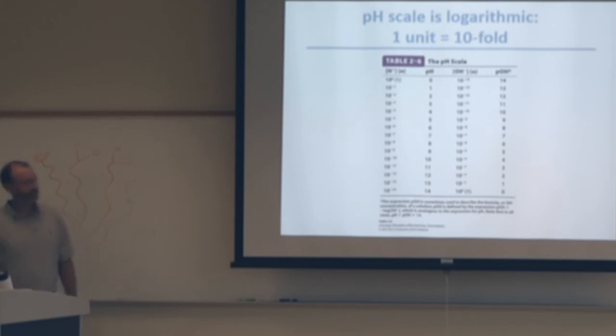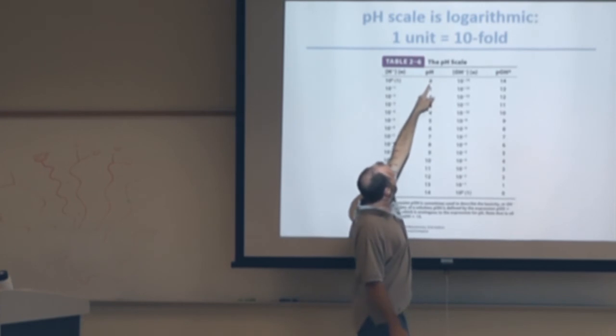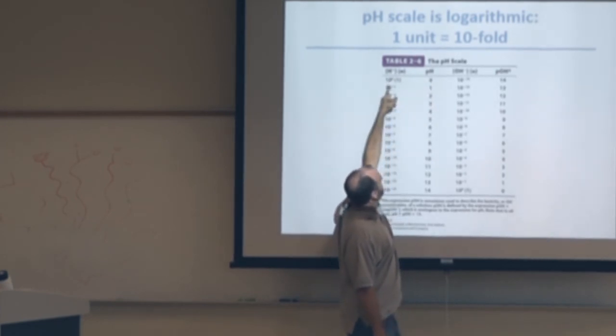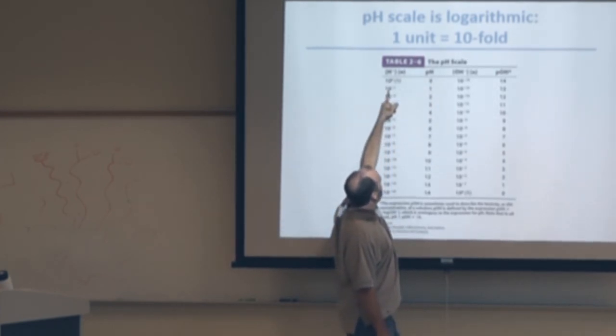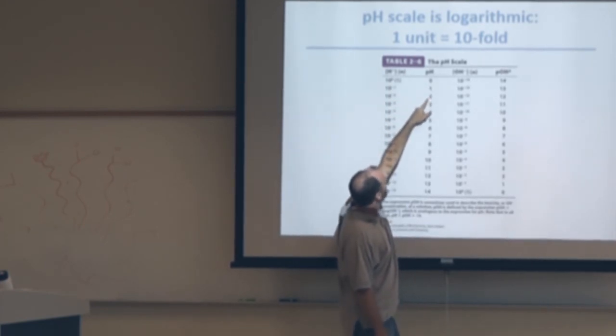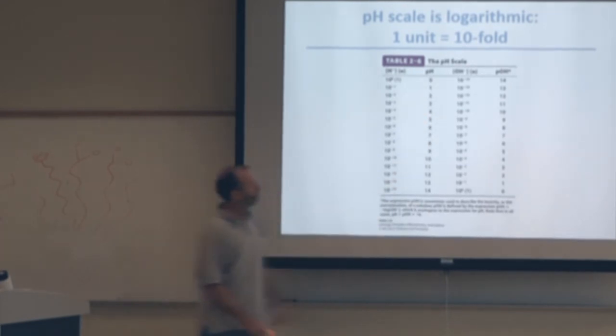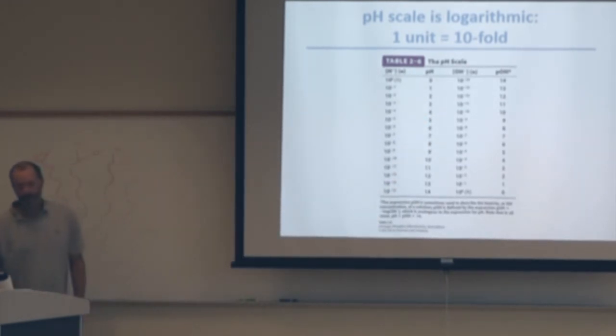And this is the scale. So you have 1 molar, pH is 0. This is a concentrated acid. And then 10 to the minus 1 molar, or 0.1 molar, is pH 1. 0.01 molar is pH 2, and so forth. So this is how your pH scale works.